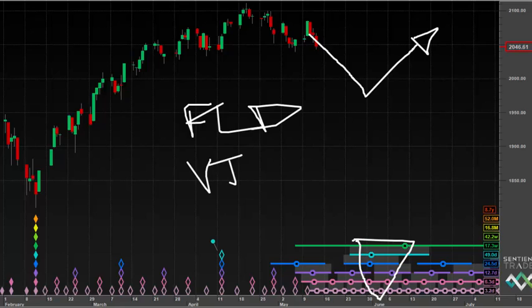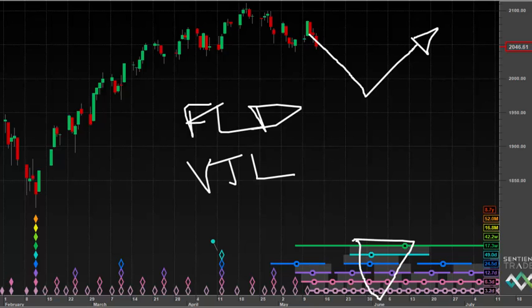This pen isn't letting me write very neatly. Okay, it's the FLD, future line of demarcation, and the VTL, valid trend line. Those are Hurst's two cycle tools. And you can use those tools to determine when things have happened in the market.